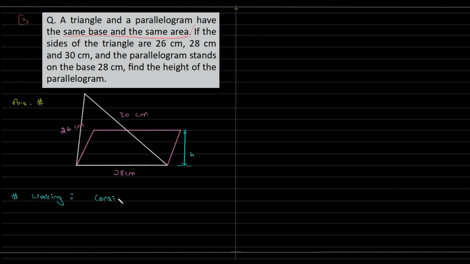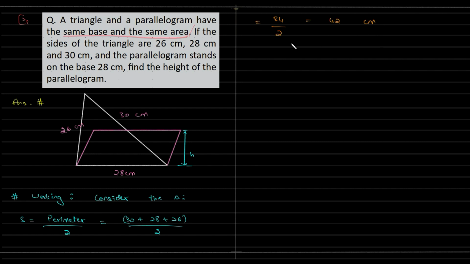So first part is quite simple. Consider the triangle with the semi perimeter to be equal to 30 plus 28 plus 26, entire thing divided by 2. So what is the sum, guys? 30, 30, 60, 60, 90 minus 6, 84 by 2. That is 42 centimeter.